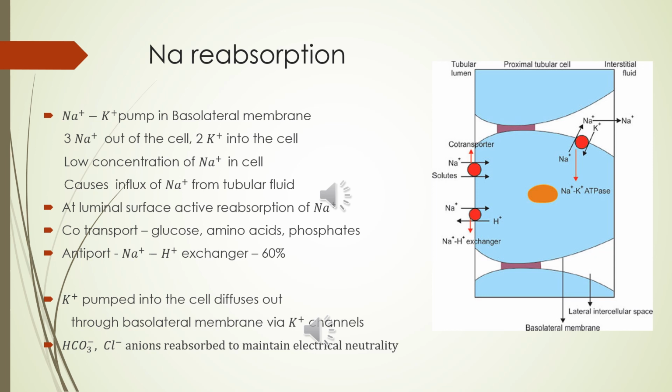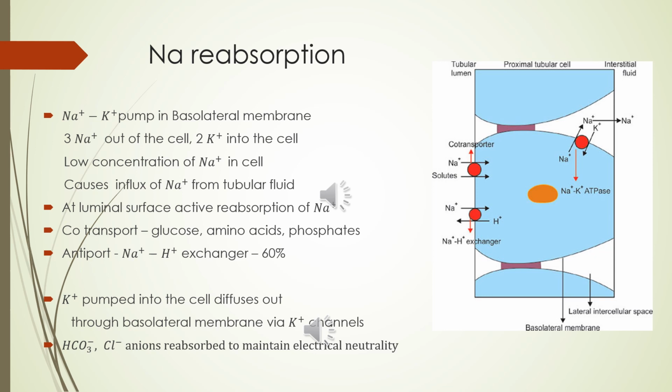Due to the constant activity of sodium potassium ATPase, 3 sodium ions are pumped out of the cell and 2 potassium ions are pumped into the cell through the sodium potassium pump in the basolateral membrane. And the sodium ions that are pumped out enter the interstitial fluid, and the potassium ions that are pumped in will eventually diffuse out of the cell through the potassium channels. So the net effect is a lower concentration of sodium ions in the cell, which results in the influx of sodium ions from the tubular fluid.